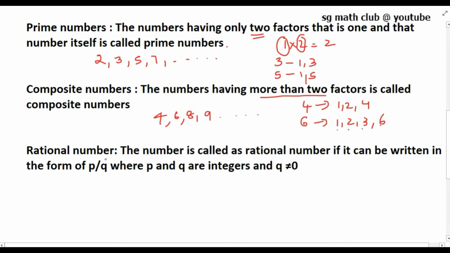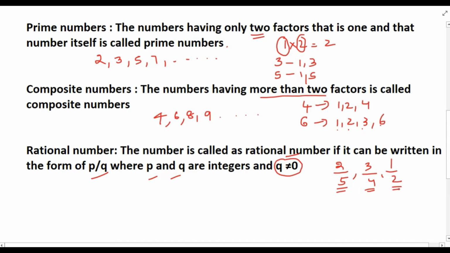Next number is rational number. You have already studied about rational numbers in class 8. The number is called a rational number if it can be written in the form of p by q, where p and q are integers and q should not be equal to 0. For example, 2 by 5 or 3 by 4 or 1 by 2. All these are examples of rational numbers. It can be written in the form of p by q and the denominator should not be 0. Such numbers are called rational numbers.